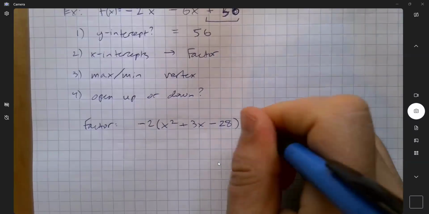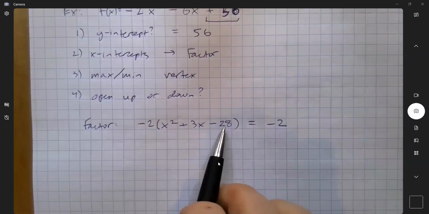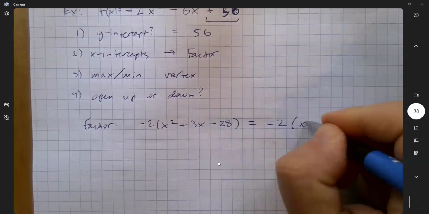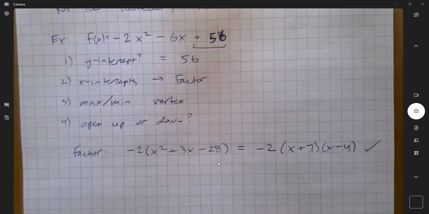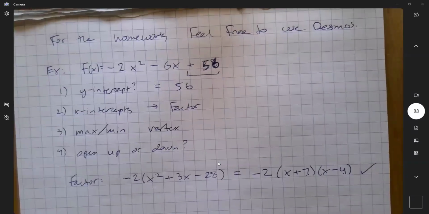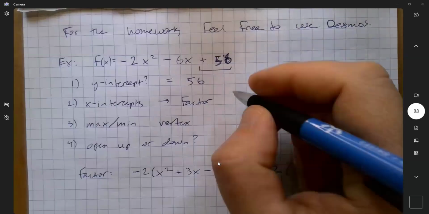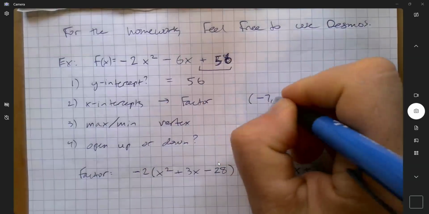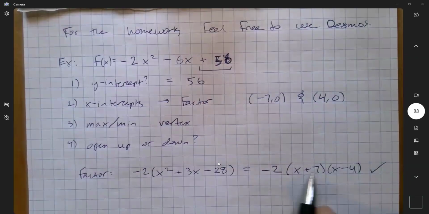And I'm going to box method the rest of it. I built this. -28 is 4 times -7, or 7 times -4. And so if I do an x plus 7 and an x minus 4, 7 minus 4 gives me the 3. Okay, that's good. So my factored form is -2 times x plus 7 times x minus 4, which tells me that my x-intercepts are -7, 0 and 4, 0, the solutions that correspond to the factors.